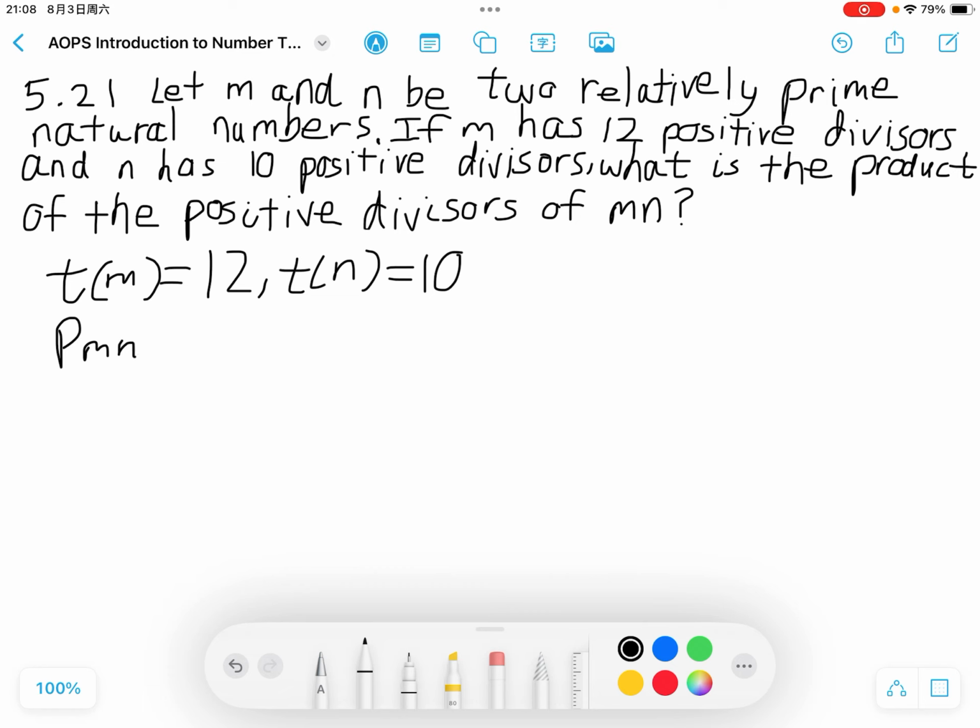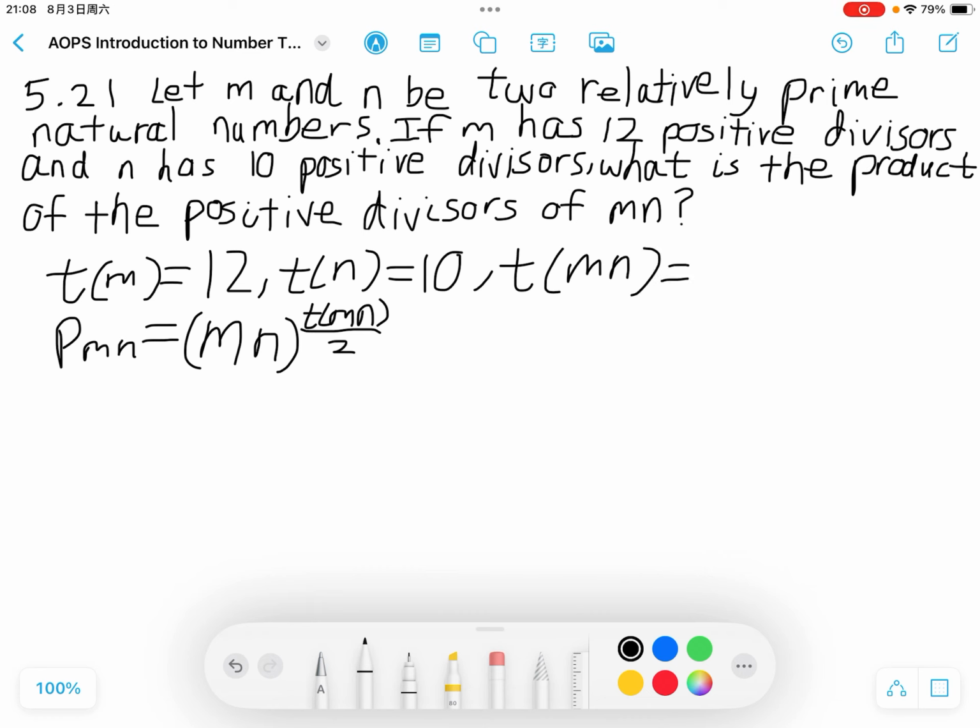So what's P(mn)? Well, we know that P(mn) is equal to our original number, mn, to the power of T(mn) over 2. So we want to figure out T(mn) also. So how do we figure that out? Well, obviously it has some relationship between T(m) and T(n). So what is the relationship? Is it addition, subtraction, multiplication, or division?